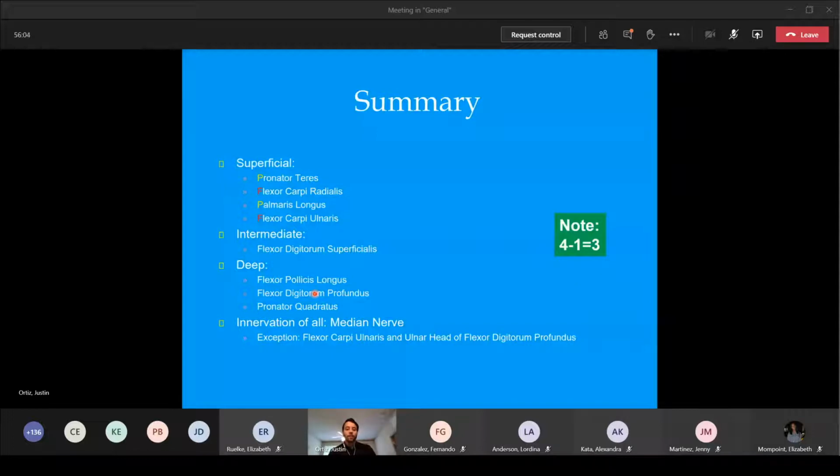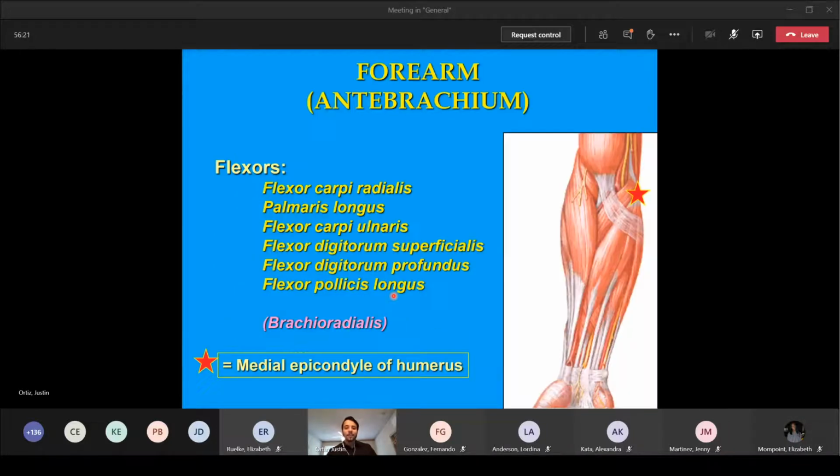And then you have your pronator quadratus, which is literally a square that is located right here. And all of them are going to be innervated by the median nerve, except for flexor carpi ulnaris and the ulnar head of flexor digitorum profundus. So remember, 4 minus 1 equals 3. So 4 superficial, 1 intermediate, and 3 deep. So now we're going to go through the slides.